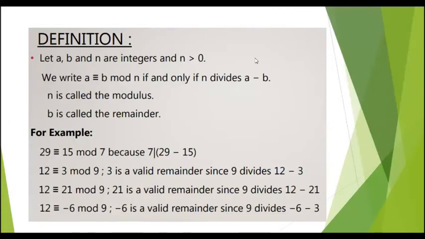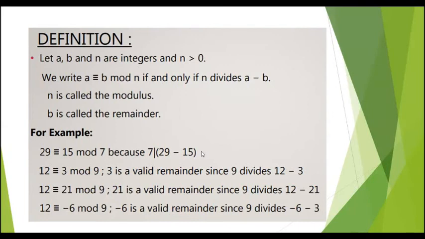So next we have the definition. Let A, B, and N be integers, and N is greater than 0. We write A is congruent to B mod N if and only if N divides A minus B. N is called the modulus, B is called the remainder. So for example, 29 is congruent to 15 mod 7 because 29 minus 15 is equal to 14.